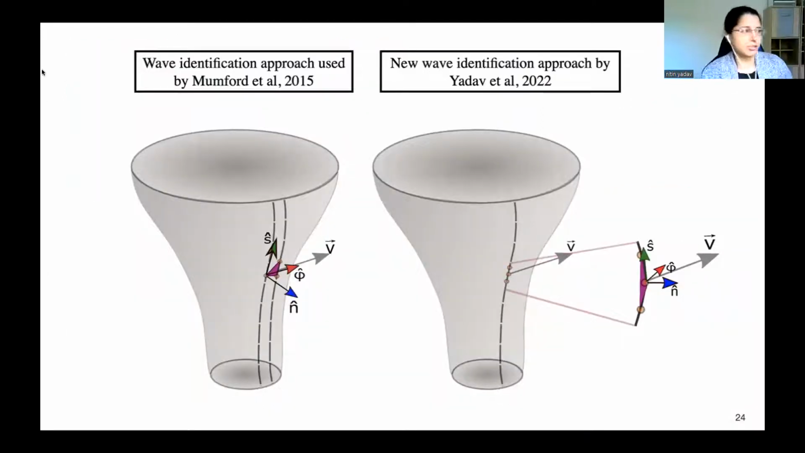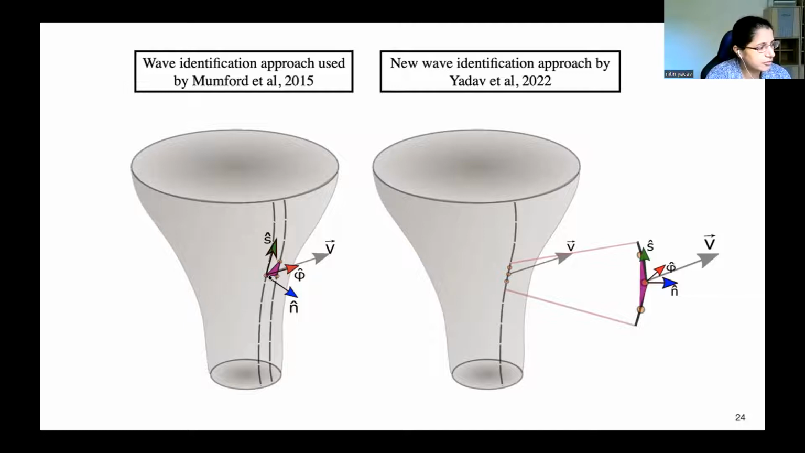So now the cartoon on the left displays the flux surface method put forward by Mumford et al. in 2015. In their method, the slow magnetoacoustic wave is again along the magnetic field vector. But to get the direction vectors for the other two components, they constructed a numerical plane by joining the adjoining or consecutive magnetic field lines in this axisymmetric flux tube.